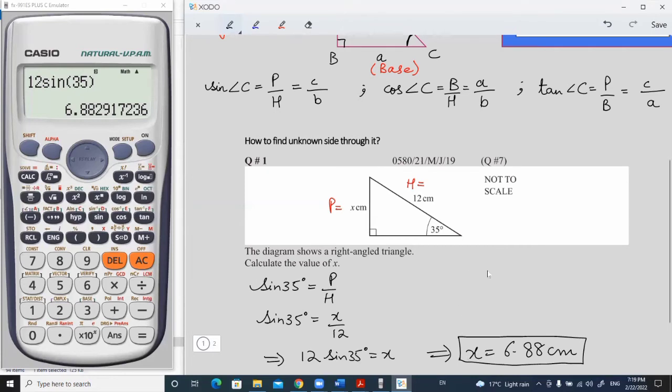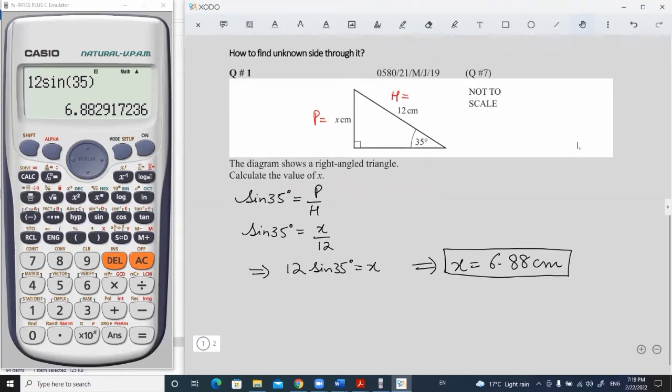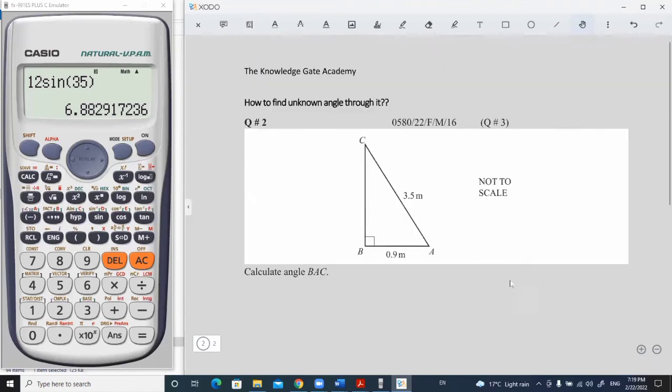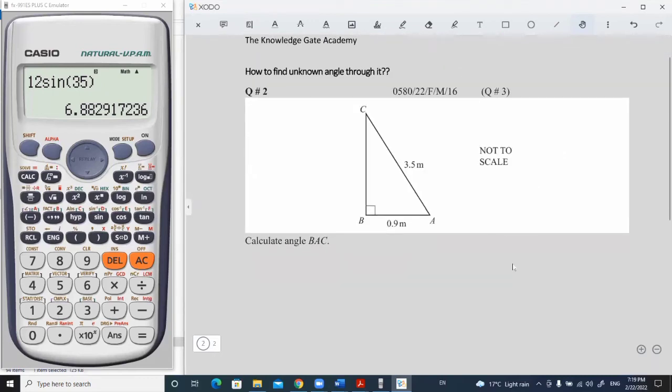Now we can look into the next question, how to find an unknown angle through trigonometric ratios. In this question, it is asked to calculate angle BAC. Where is angle BAC? Angle BAC starts from B and goes through A to C, so it will be this angle at vertex A. This angle we need to calculate. So how can we find it? Now look at the figure.